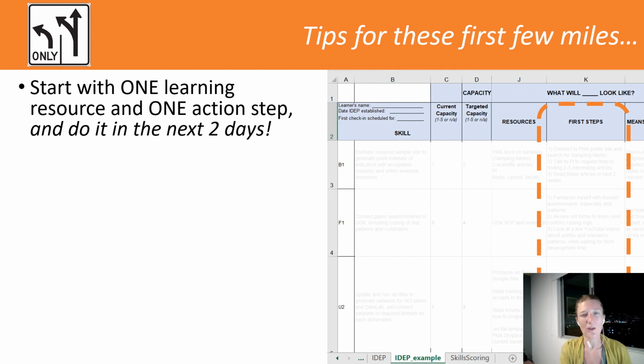Once you try it, you'll have a clear idea of what your next few miles, of what your next few steps will look like as well.